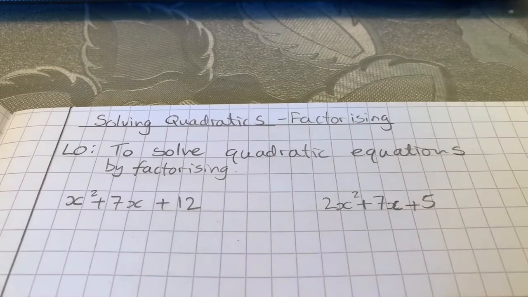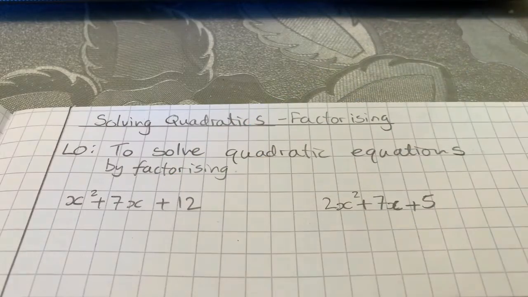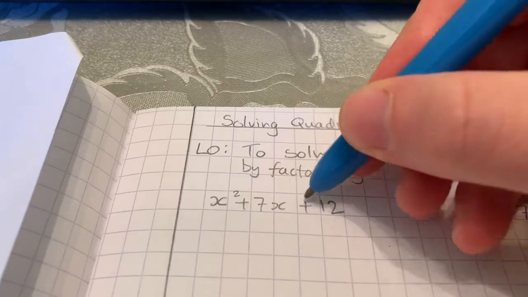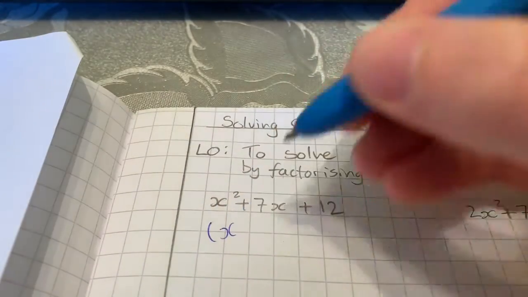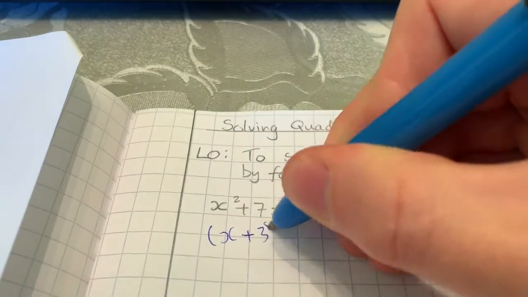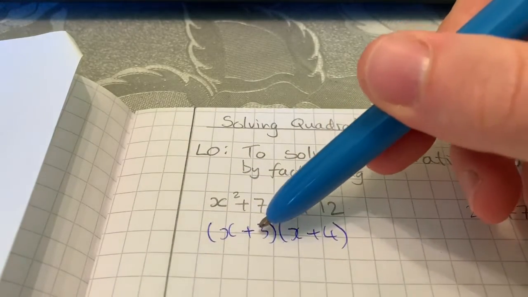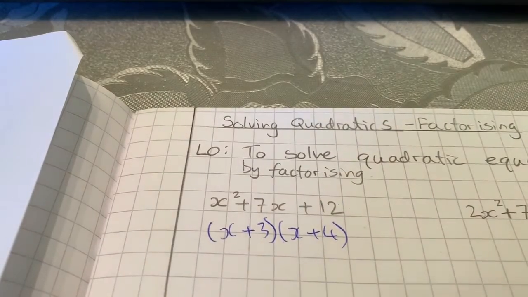This video is on solving quadratics when you can factorise a quadratic. To do this, you've got to be able to factorise quadratics that look like this to start with. So for example, this one here, factorise that. You've got two brackets, x plus 3 and x plus 4, because you're looking for two numbers that multiply to make 12 and add to make that 7.